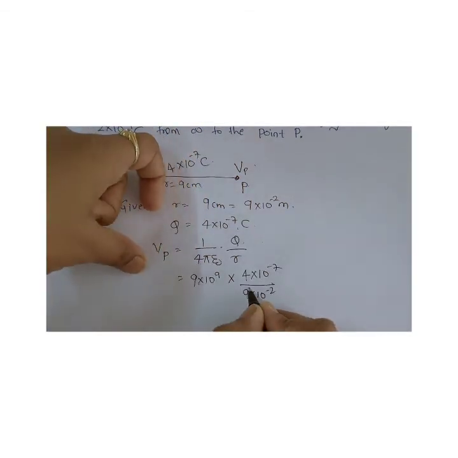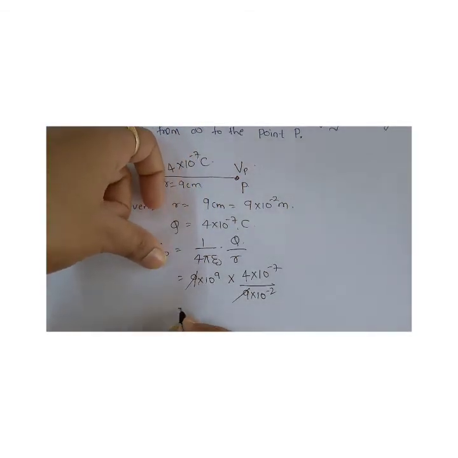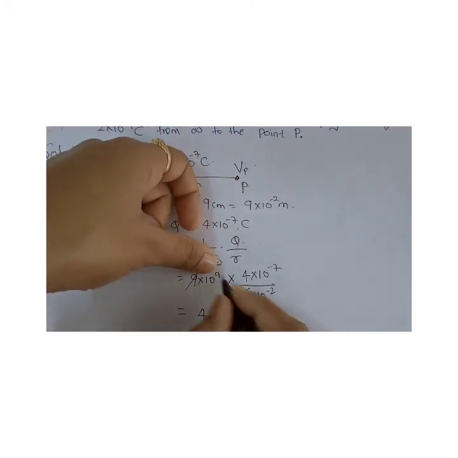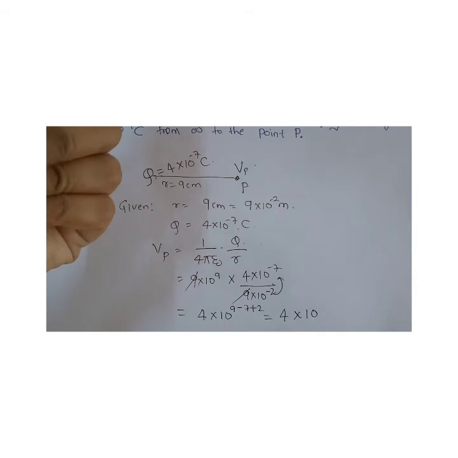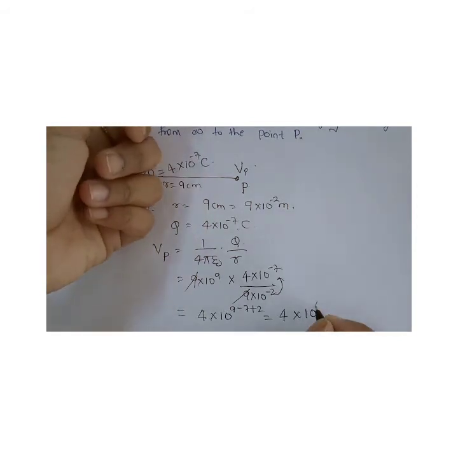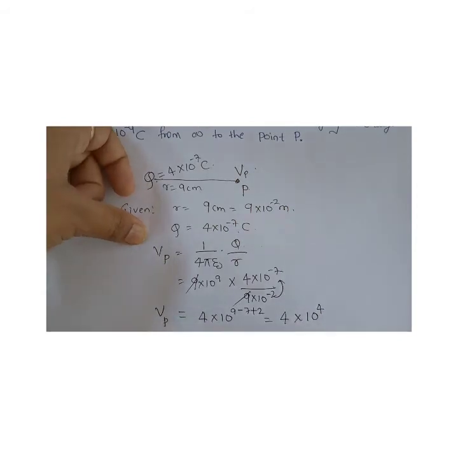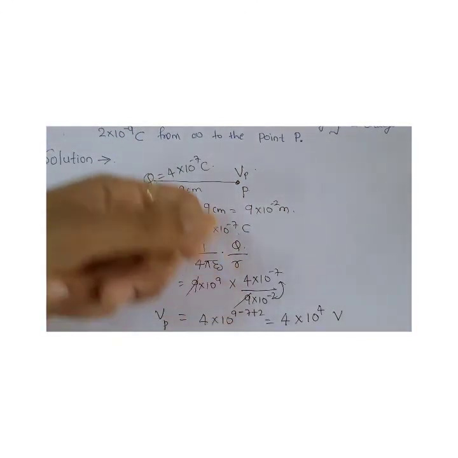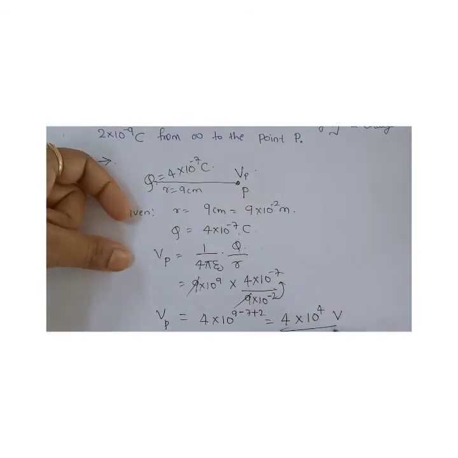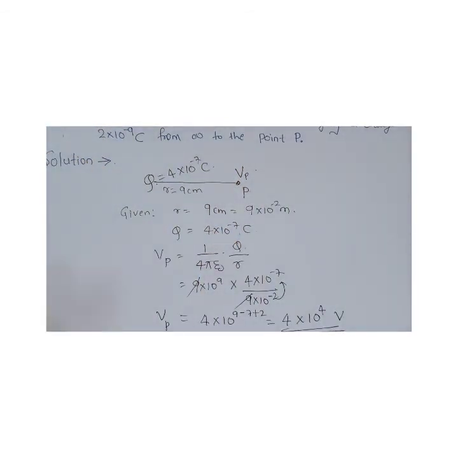Now it's easy to simplify. 9 cancels out, so what is left here? 4 into 10 raised to 9 plus minus 7, and this minus 2 goes up, becoming plus 2. So the value is 4 into 10 raised to 9 minus 7, 9 minus 7 is 2, 2 plus 2, 4. Vp. So what is the unit? Volt. 4 into 10 raised to 4 volt is the answer. This much is the potential at point P.